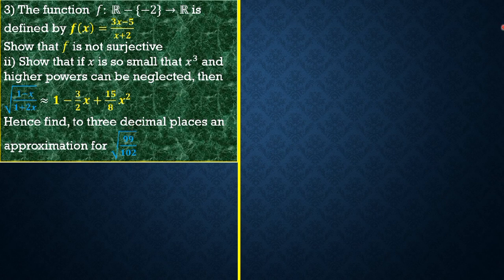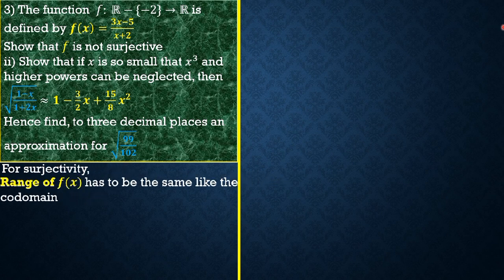Let's simply recall the condition for surjectivity. The range has to be equal to the codomain of the function. And how do you get the range of the function? The range of a function is simply defined as the domain of its inverse. So we have to start by finding the inverse of this function.